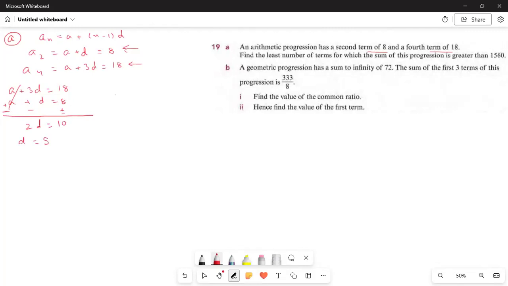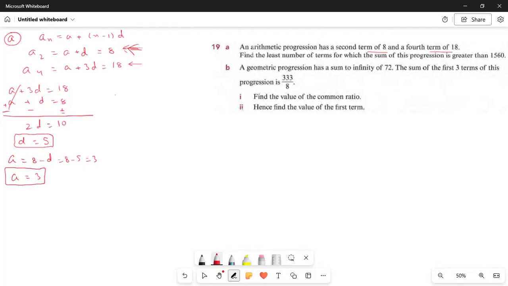Now knowing this d, I will use this equation again. Remember here a is equal to 8 minus d, so 8 minus 5 will give you 3. So the first term a is 3, and d is 5. These are the two important pieces of information we have learned.